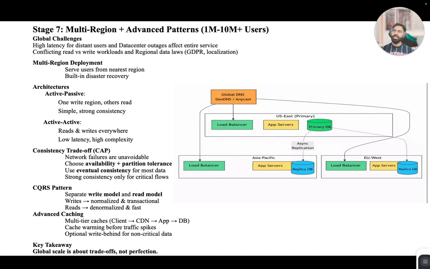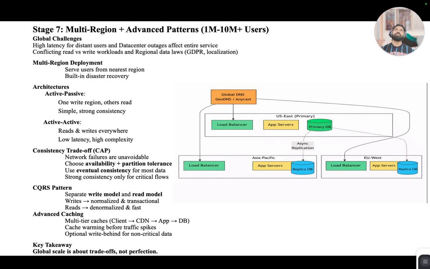So the pros are that it's easier to build, has strong consistency, and no write conflicts. Of course, if there are pros, then there will be cons also. The cons are slower writes for users who are very far away, and failover takes time, right? So most companies start here.